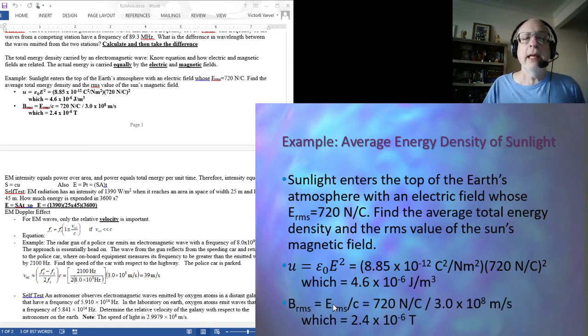Now, since I know E, I can also solve for B. B is equal to E divided by C. 720 newtons per coulomb divided by 3 times 10 to the 8th meters per second equals 2.4 times 10 to the negative 6th Tesla. So all of these values are related. That's one of the things about electromagnetism. So many of the equations relate to each other. And when you know one thing, it's super easy to solve for many others.